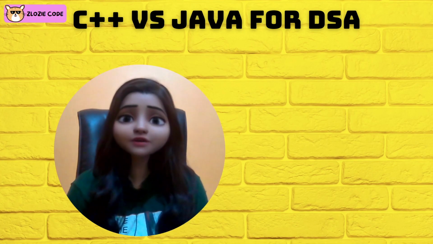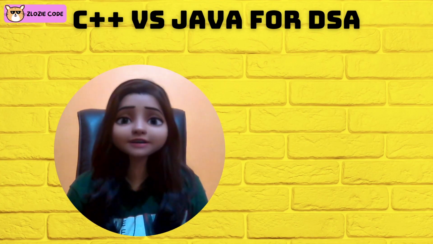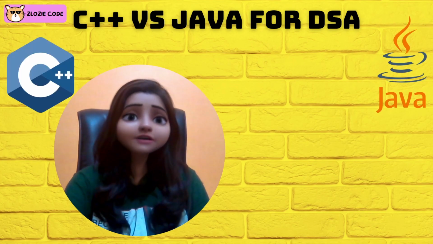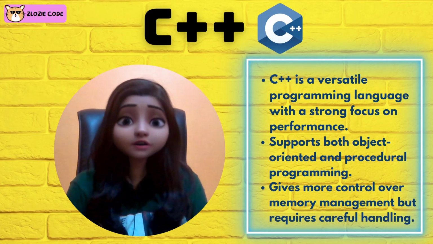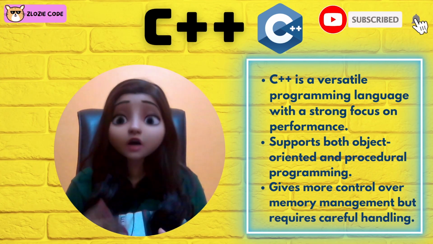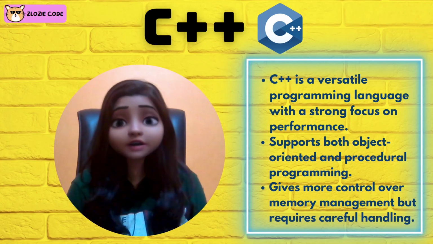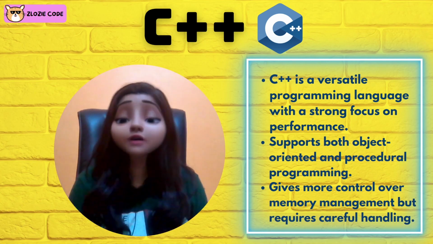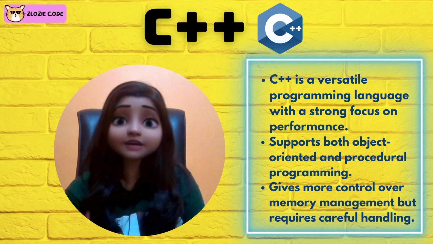So in today's video, we are going to discuss C++ versus Java for DSA. So let's get started. Firstly, we have C++ and secondly, we have Java. So let's first see how C++ works. C++ is a versatile programming language with a strong focus on performance, and it supports both object-oriented programming and procedural programming. By doing that, it gives more control over memory management but requires careful handling.